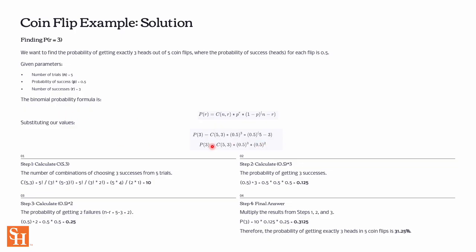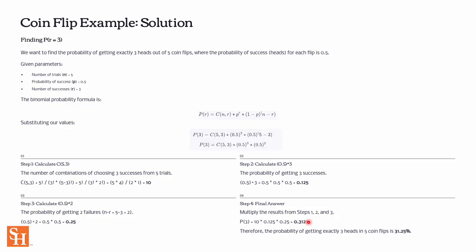First we can calculate the value of the binomial coefficient, which is 10 here. Then we have this part, which is the probability of success, 0.5, to the power of r, which in this case is 3. This part gives us this value, and for this other part we have this value. Finally, if you take all of these into consideration, you get the probability 0.3125. And what does that mean?